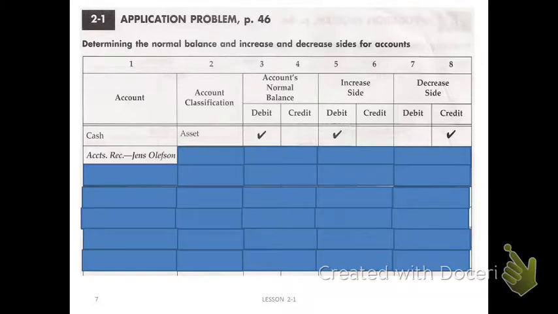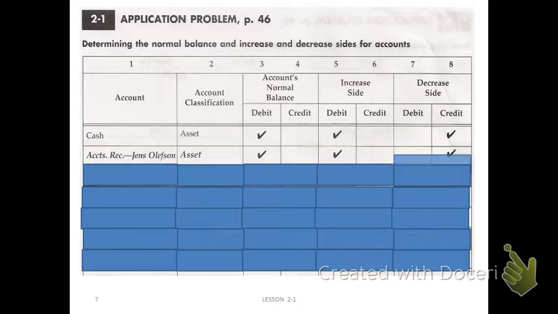Accounts receivable is another asset. Assets increase as debits, so our normal balance is also debit. The decrease side to an asset, which would be the opposite side of the normal balance side, is a credit. So accounts receivable increases as a debit, accounts receivable decreases as a credit. So you're going to follow this pattern throughout the remaining portion of the 2-1 application problem.